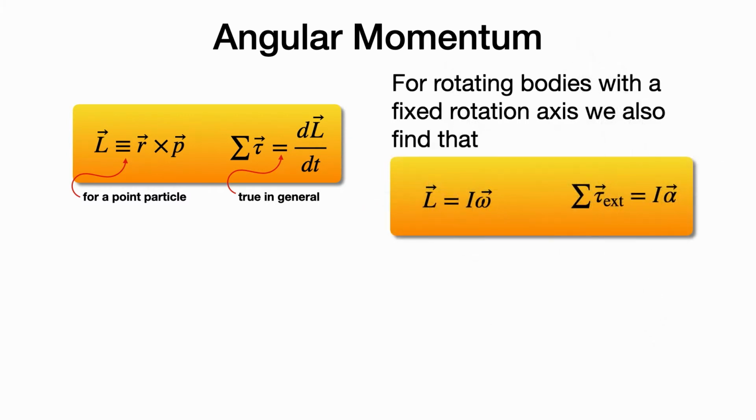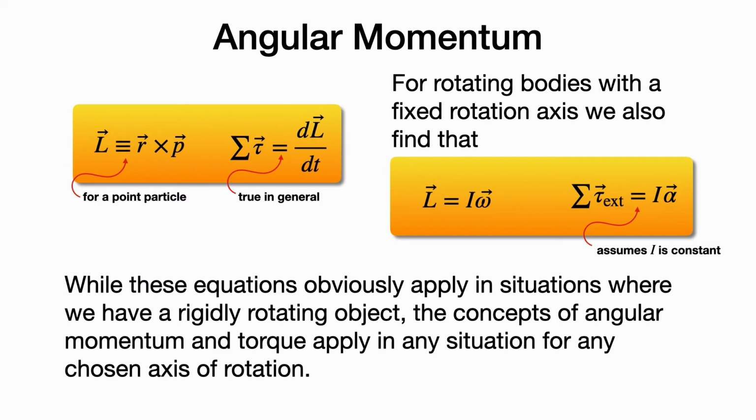For a rotating body with a fixed axis rotation, we also find that we can define the angular momentum in terms of the moment of inertia times the angular velocity. And we can also write that the sum of all the external torques is equal to the moment of inertia times the angular acceleration. However, this last rule only applies in the case where the moment of inertia is constant. Otherwise, we must use the full rule that the sum of the external torques is equal to the time rate of change of the angular momentum.